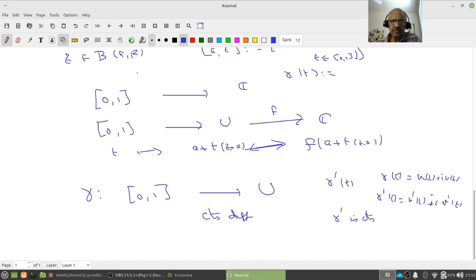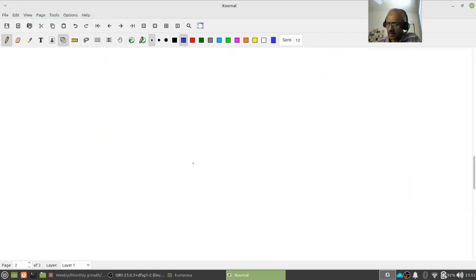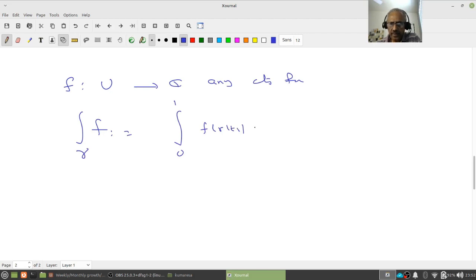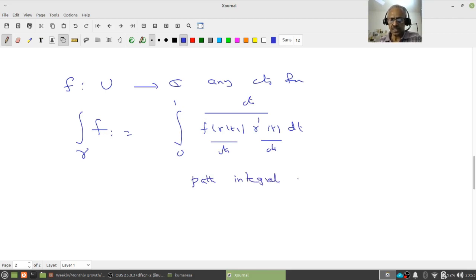Then I can define the so-called path integral for any continuous function. Suppose f from U to C is any continuous function, not necessarily holomorphic, then I can define the integral of f over gamma to be the integral from 0 to 1 of f of gamma(t) times gamma prime(t) dt. Notice that this is continuous, this is also continuous, therefore the integrand is continuous, therefore the integral exists. This is called the path integral of f. Sometimes the older notation is contour integral of f along the path gamma.